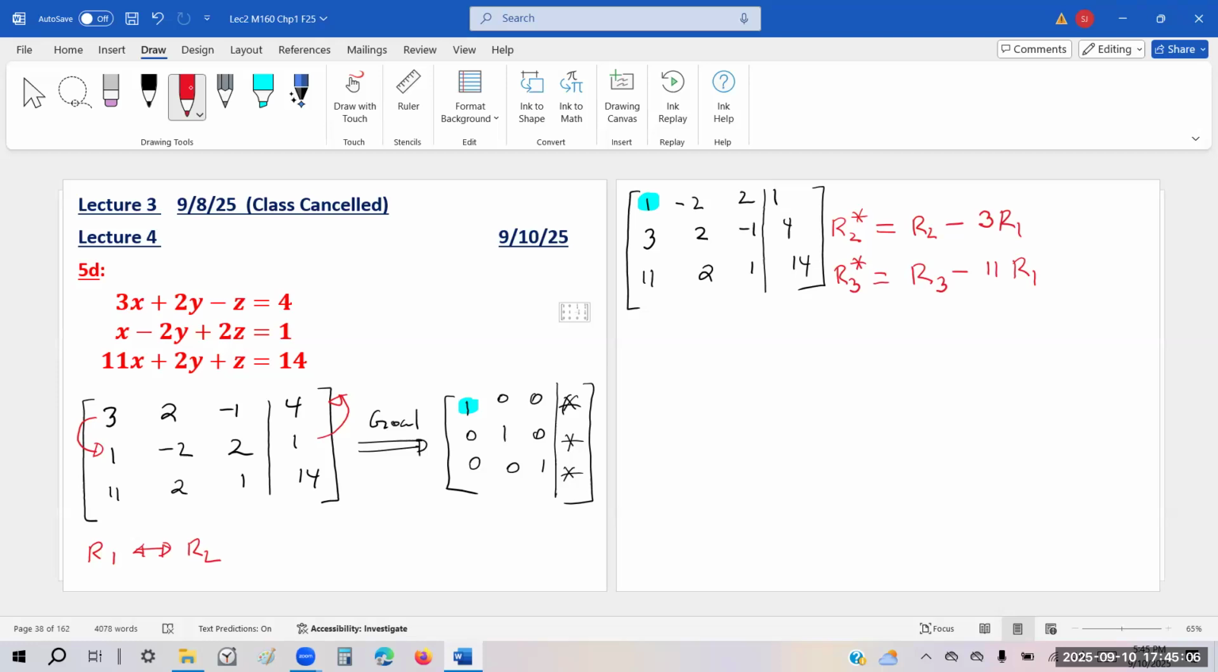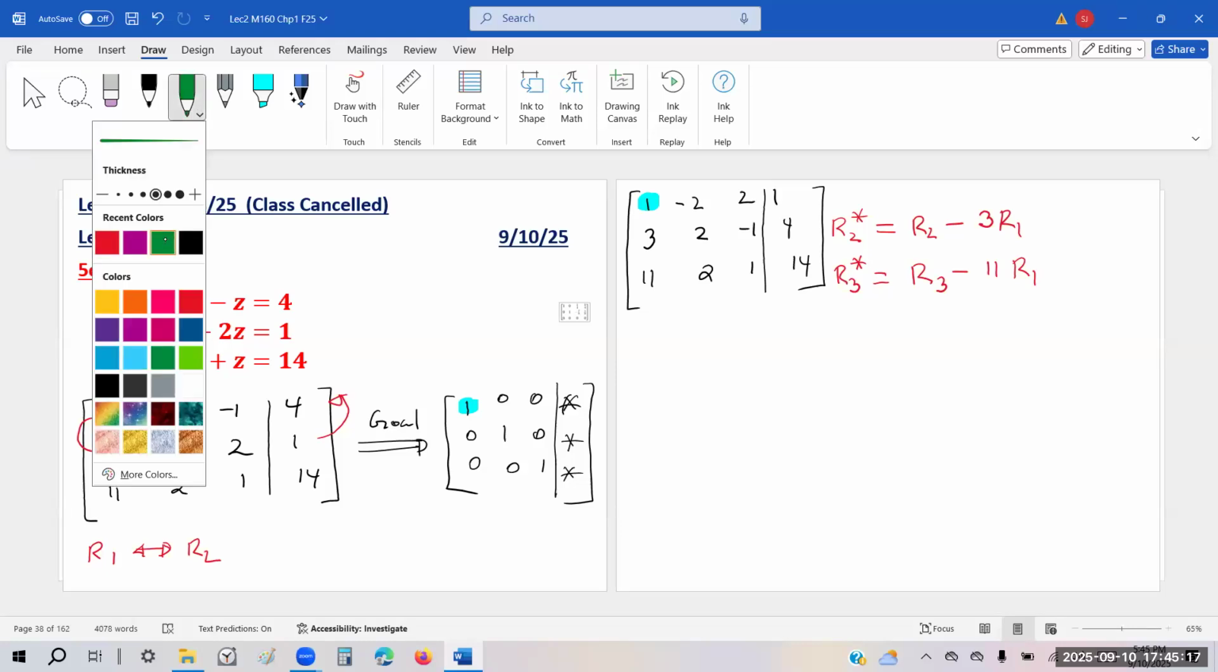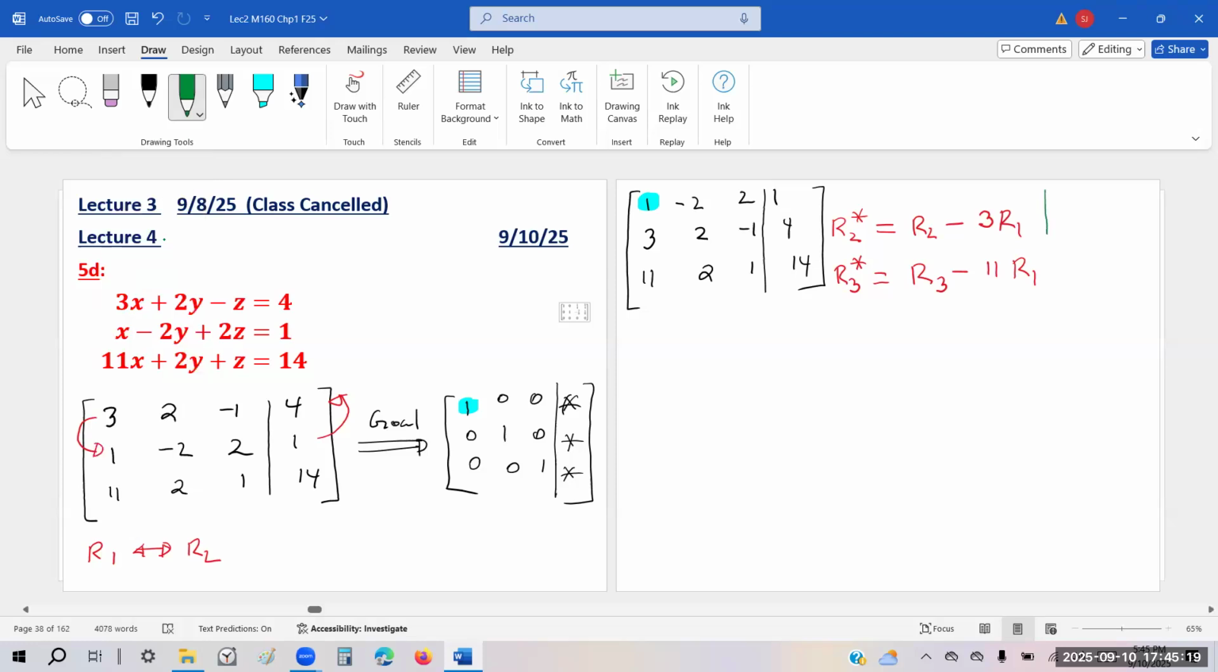So if you want to do the math mentally, you can do it. Or if you want to do the actual math, you can also do the actual math. Let me do the actual math on the side. So current row 2 is 3, 2, negative 1, 4. And when you multiply row 1 by negative 3, or by 3 and the subtraction, we get negative 3, positive 6, negative 6, and negative 3. Right?